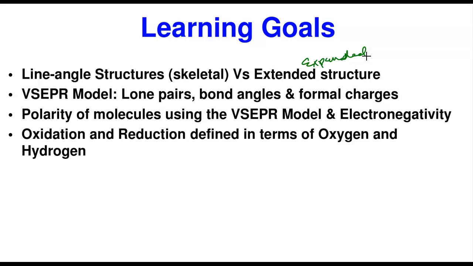Then we once again revise the VSEPR model, which is the valence shell electron pair repulsion model. Usually what we do there is that we look at how to add lone pairs, bond angles, and formal charges. And then we look at the polarity of molecules, which is going to play an important role in this class, particularly when we study organic compounds. We study their nomenclature, their physical properties, and their chemical properties.